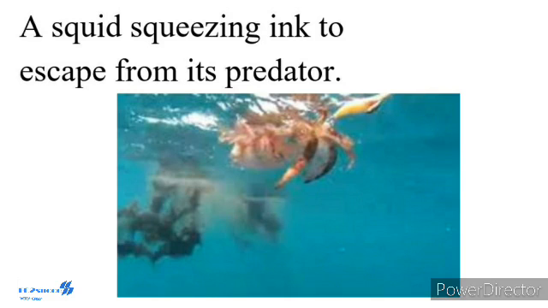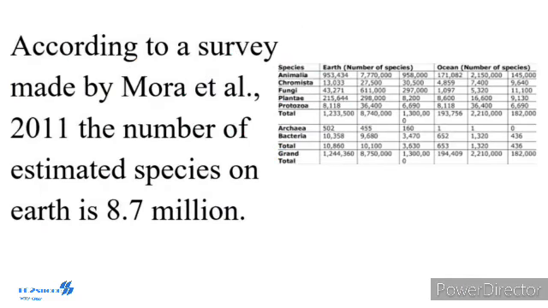Have you thought about the DNA molecule? It is essential for the regulation of life and is made up of carbon, hydrogen, oxygen, nitrogen, and phosphorus. Thus, non-living and living things exist together to make our planet unique. According to a survey made by Mora et al., 2011, the number of estimated species on Earth is 8.7 million. The living world includes microbes, plants, animals, and human beings, which possess unique and distinct characteristic features.